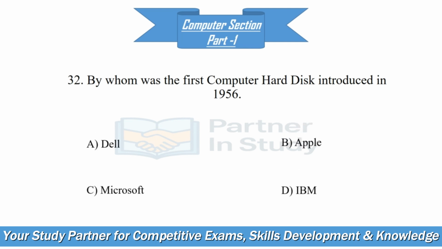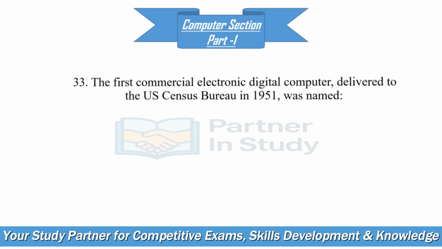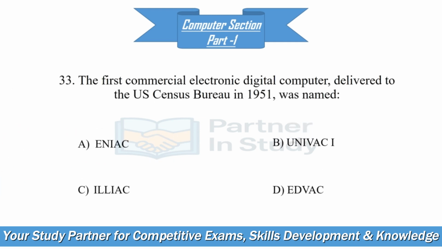By whom was the first computer hard disk introduced in 1956? The right answer is option D, IBM. The first commercial electronic digital computer delivered to the U.S. Census Bureau in 1951 was named? Right answer is option B, Univac 1 or Univac I.